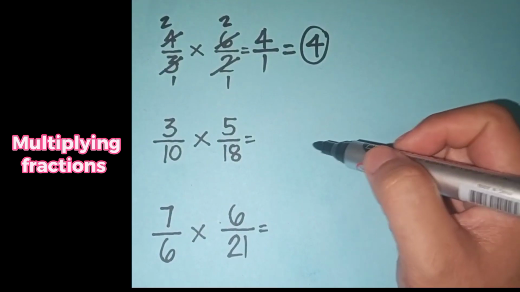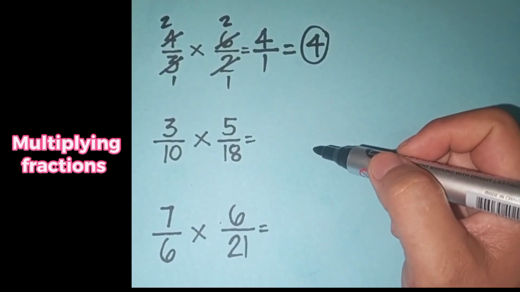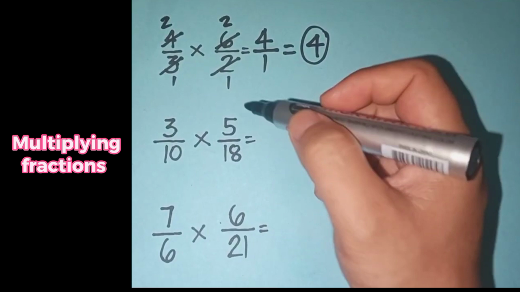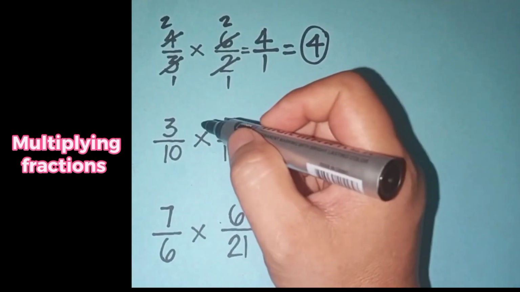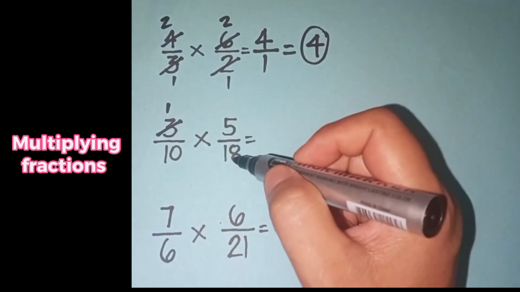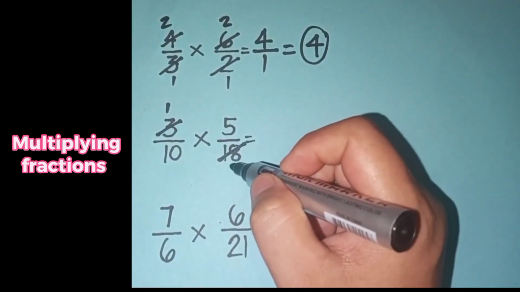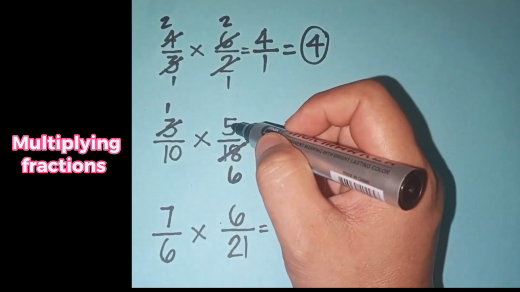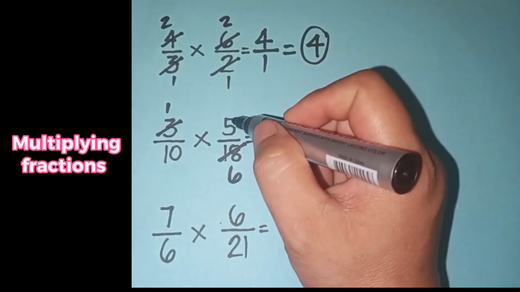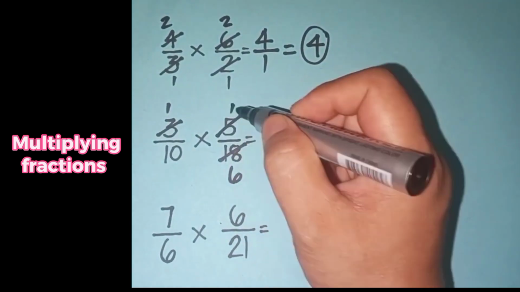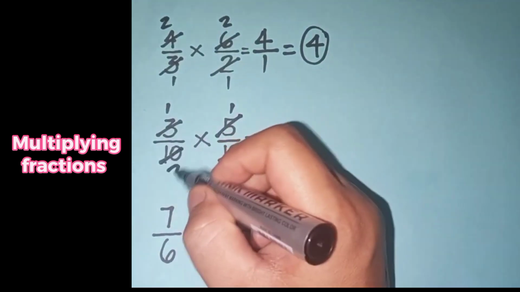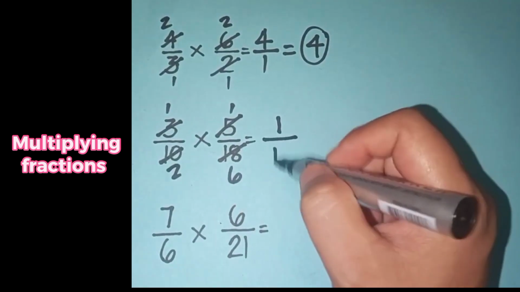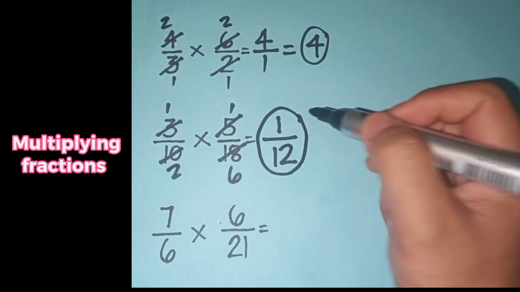Now let's take the second example. 3 over 10 times 5 over 18. So between 3 and 18, we have the GCF. So just divide out 3 by 3, so we have 1. 18 by 3, so we have 6. And then we have 5 and 10. What is the GCF between 5 and 10? That is 5. How many 5 in 5? You have 1. How many 5 in 10? We have 2. So 1 times 1, you have there 1. 2 times 6, you have there 12. So the answer is 1 over 12.